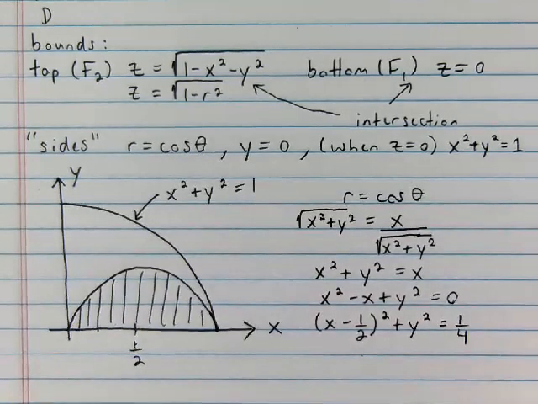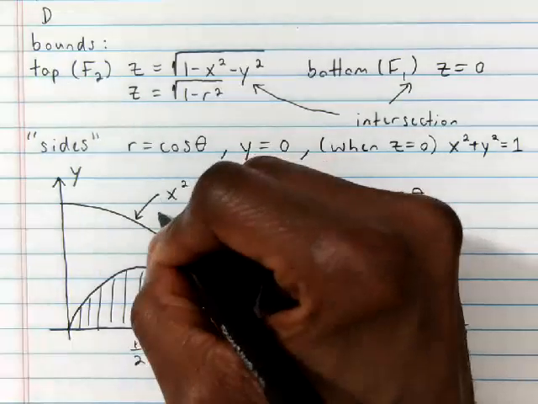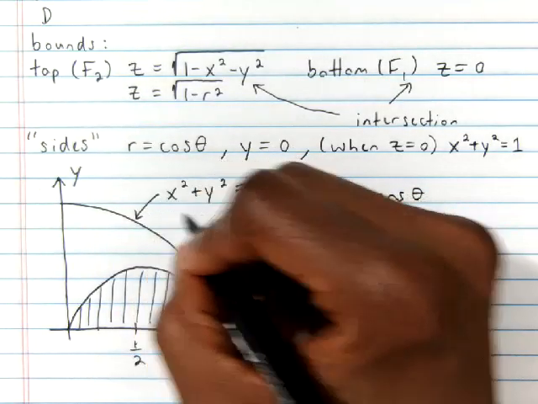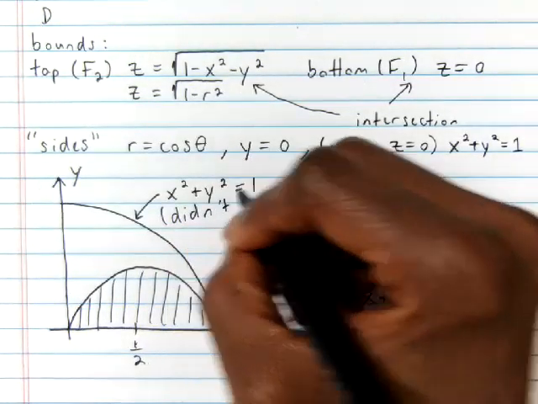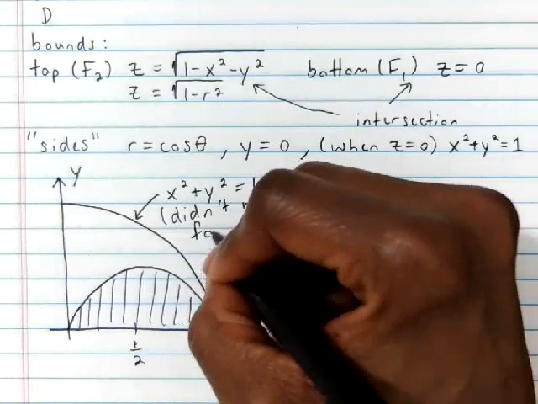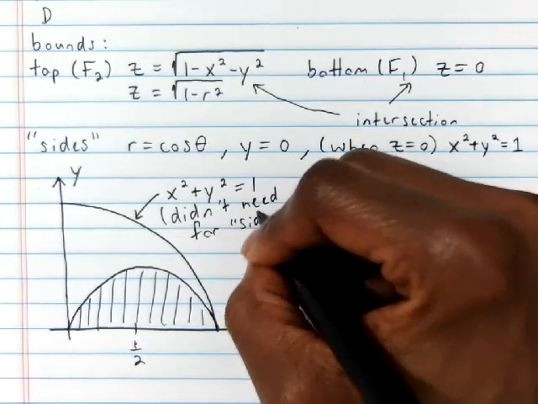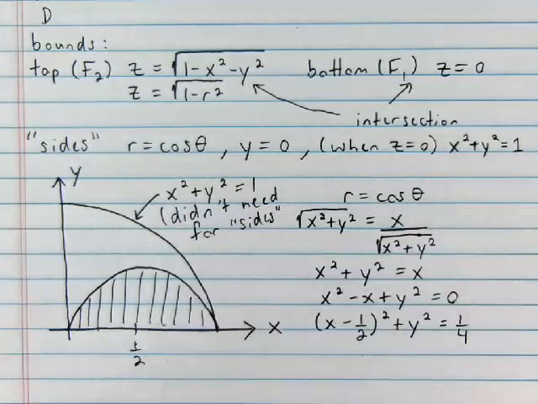Which tells me I actually did not need this for the side, so we'll just make a little note to ourselves: didn't need for sides. And let me see if there's another place you could have figured that out from the reading.